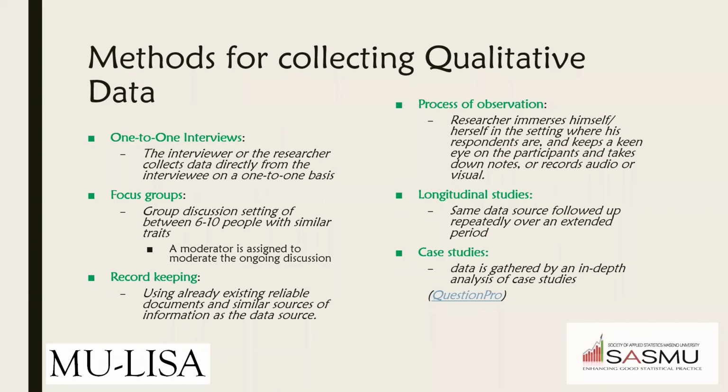Focus groups, you bring people who have a similar trait. That's why it's called focus. And it's usually a group of people, and it can be 6 to 10, depending on, of course, what resources you have and the limitations that you might have. Another method is record keeping. This is where you just go for secondary data and you get a lot of information from them, could be from reports and things like that.